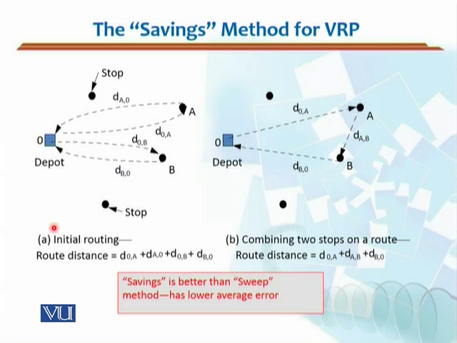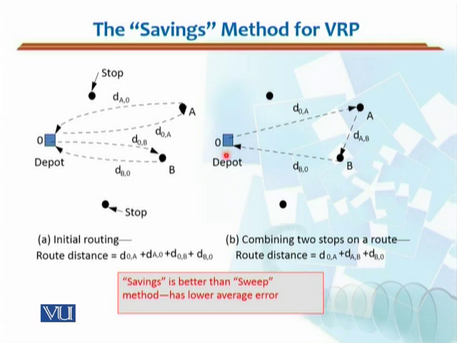So the initial routing, or the route distance, would be D0A plus DA0 plus D0B plus DB0. So this is the initial routing. It should go and come back, go and come back. So ये initial routing थी आपके पास.